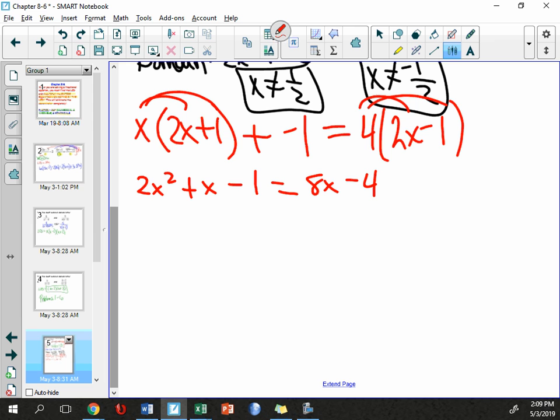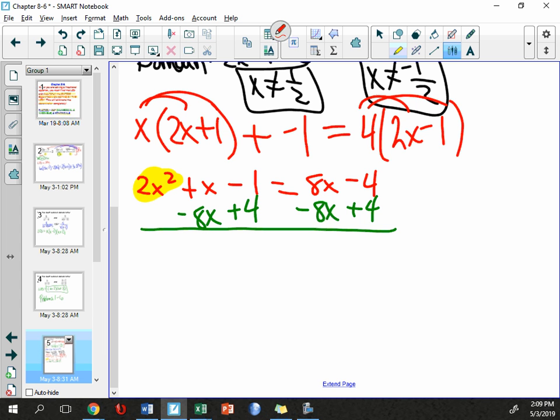I need to set this thing equal to 0. And the way I'm going to do that is by finding my variable with the highest exponent. My variable with the highest exponent is 2x squared, and it is on the left-hand side, and the coefficient is positive. So I want to keep it positive. So what I'm going to do is subtract 8x, bringing it to the left side, and adding 4, bringing it also to the left side. Yes? Drop down the 2x squared minus 7x plus 3 is equal to 0.